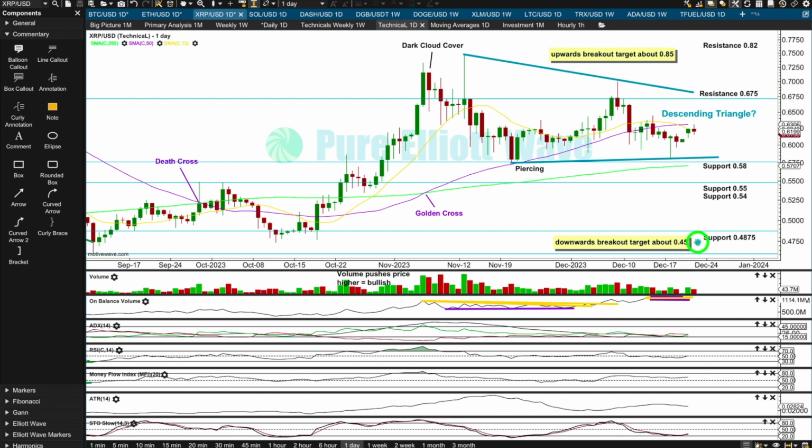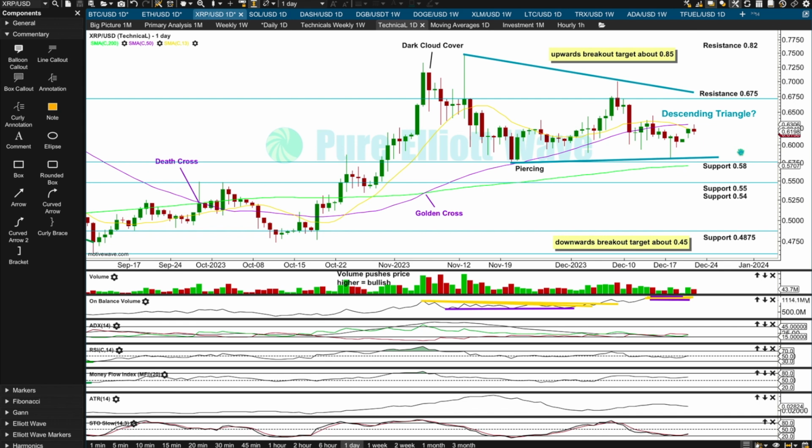A downward breakout would see a target of 45 cents, but I don't think price is going to get that low because there's really strong support about 55 cents. It may not even get that low. 58 cents has been holding for quite a while though. It's tested multiple times. Every time support or resistance is tested, it's strengthened, so this support at 58 cents is now pretty strong.